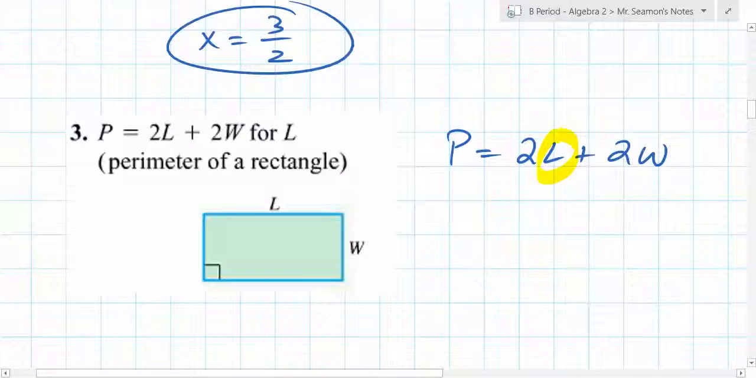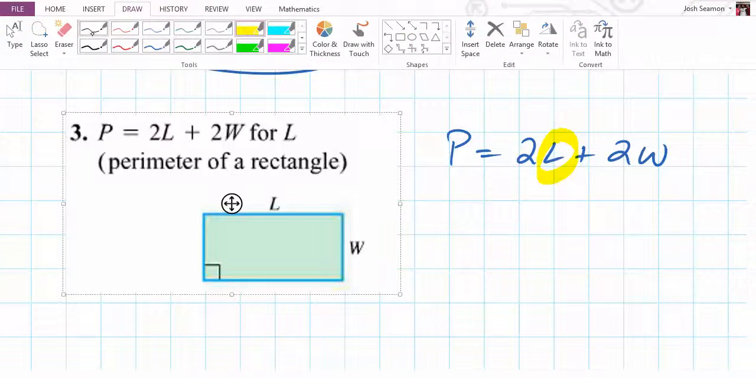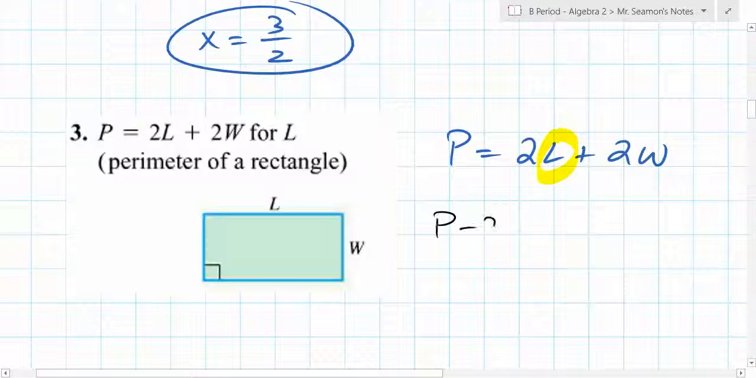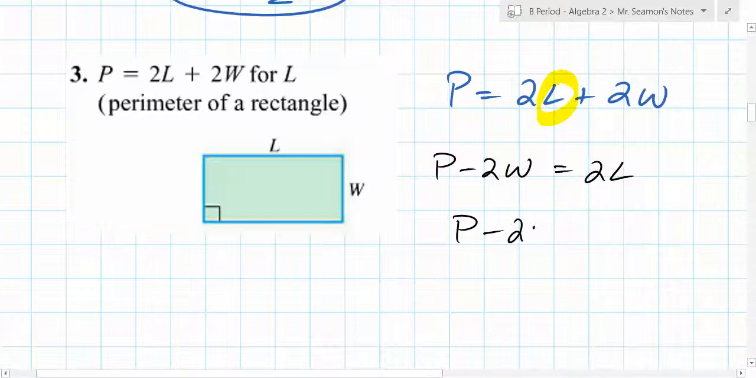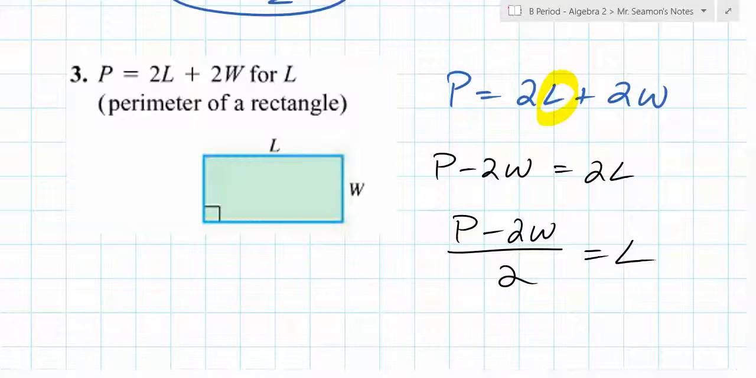So if I want to isolate it, what do I have to subtract first? So P minus 2W is equal to 2L. But we want L isolated, so what do we have to divide by? Not subtract, divide. So what is this going to be? P minus 2W over what? 2. Equals L. Done.